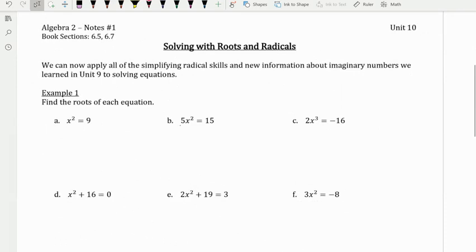Okay, so basically this unit we are taking all of the stuff that we learned in the last unit, the simplifying with radicals and cube roots and fourth roots, and then also all the stuff with imaginary numbers and putting it to use with solving equations.